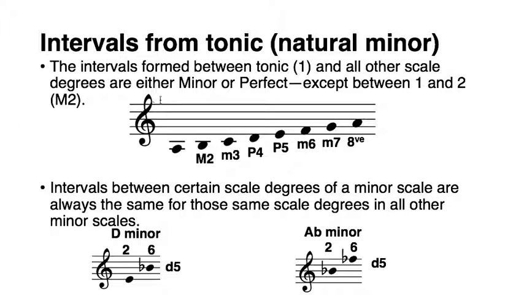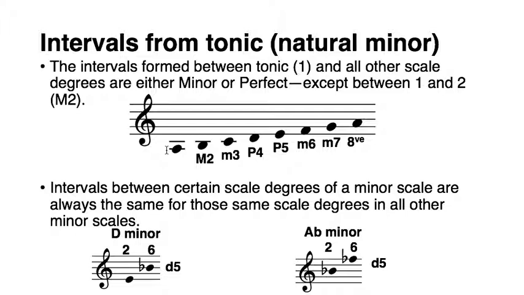I have provided here an example of A minor, and you can see clearly that between A and B, scale degrees 1 and 2, you have a major second. And of all the intervals formed between scale degree 1 and all the other scale degrees, that is the only one that is not minor or perfect.